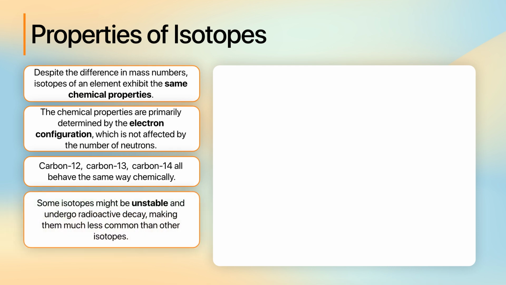However, some isotopes might be unstable and undergo radioactive decay, making them much less common than other isotopes. In our example of carbon, carbon-14 is unstable, which affects how often it is observed in the real world.